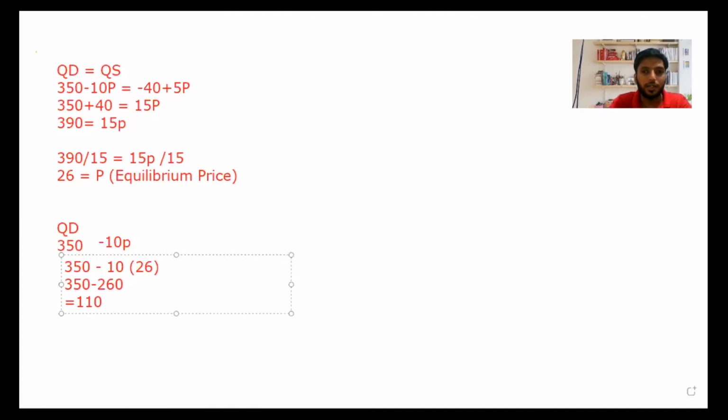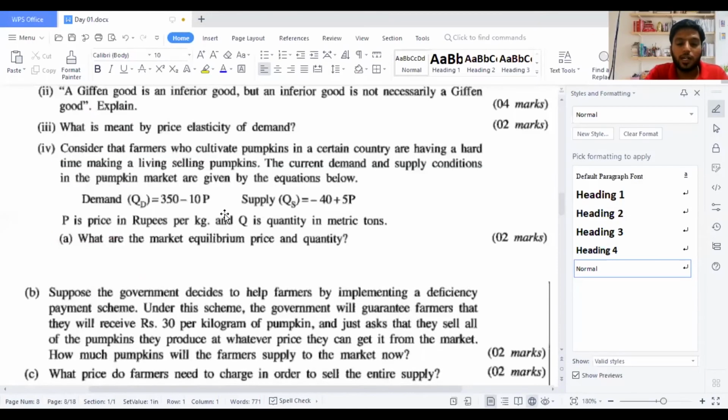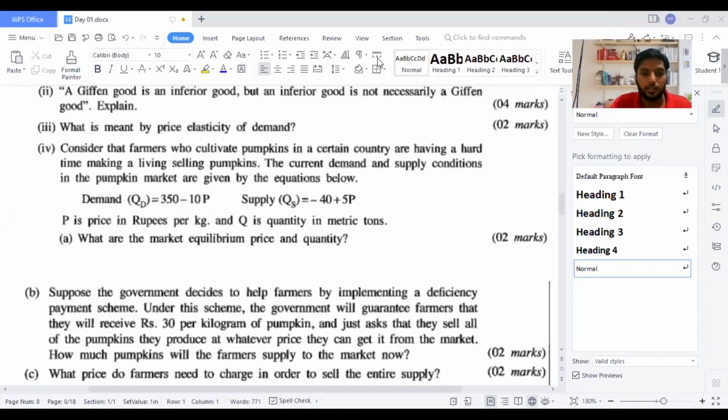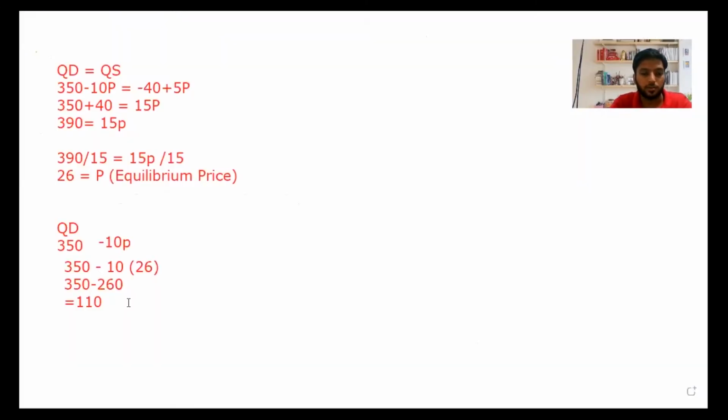You can write 110. And the question says something related to metric tons, if I'm not mistaken. Let me read the question again, guys. It says consider farmers who cultivate pumpkins in a certain country are having a hard time making a living selling pumpkins. The current demand and supply conditions in the pumpkin market are given by the equations below. What are the market equilibrium price and quantity? So it's better you write in metric tons because they are requested to write in metric tons. So I'll write here 110 metric tons. The first one.